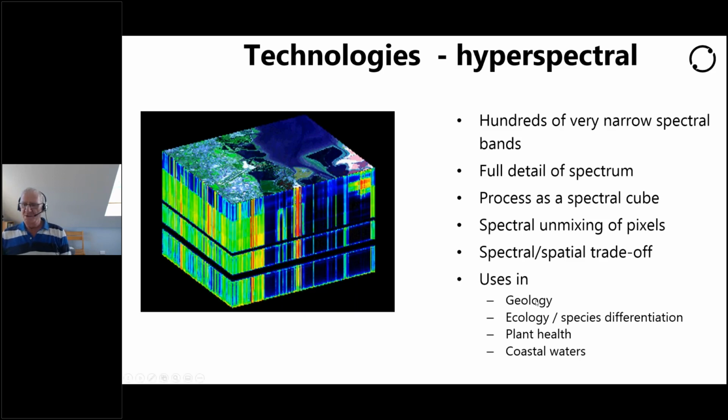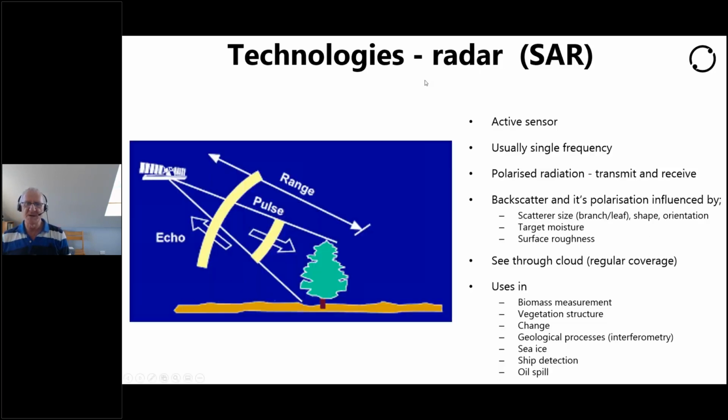The main use traditionally has been in the geology area, where you get different types of mineralization having very specific signatures in the spectrum, and you can determine that from hyperspectral imagery. But there's also applications in ecology, obviously looking at detailed species differentiation, and also plant health and coastal studies use hyperspectral. I'll move on now to talk about radar.